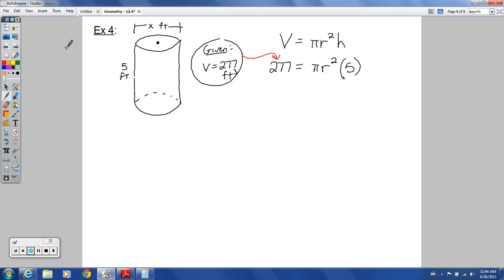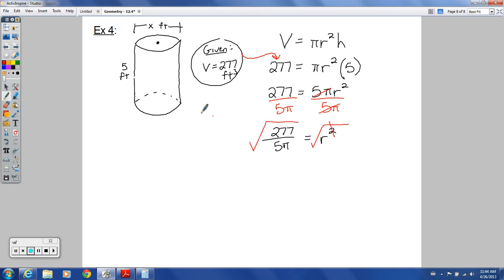And so from there, I could rewrite that. The more normal way we would see that would be 5 pi r squared. We'd put the coefficient in front. From there, you can divide by 5 pi, because we want to get r squared by itself. We want to get r by itself eventually, but we've got to get r squared by itself first. So we'll have 277 over 5 pi equals r squared. Now I want r by itself, so I'm going to take the square root. The square root will cancel with the square.